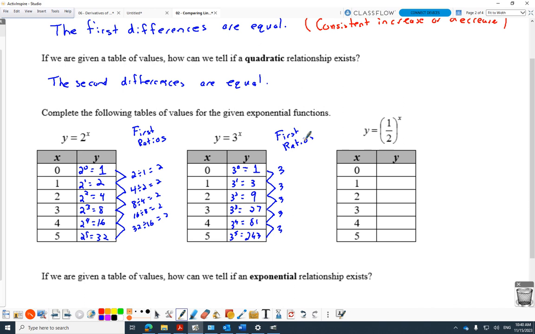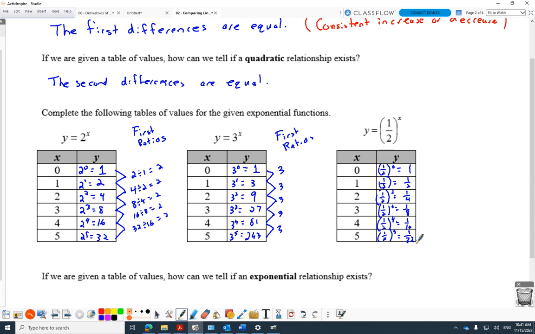Let's do it with a fraction. Let's see, 1/2 to the 0 is 1. Well, anything to the 0 is 1. 1/2 to the 1 is 1/2. 1/2 squared is 1/4. 1/2 cubed is 1/8. I'm trying to say them out loud just in case this is too small to read. 1/2 to the 4th is 1/16, and 1/2 to the 5th is 1/32.